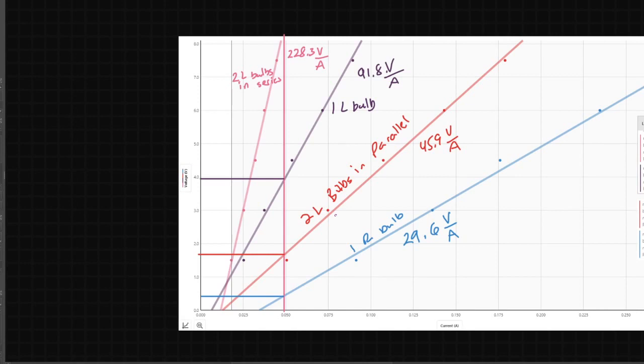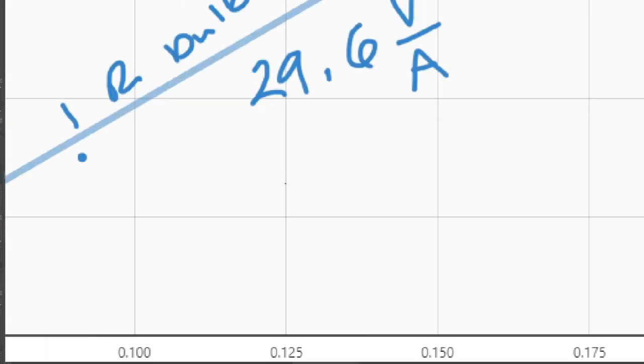So this slope right here tells us how hard it is to push an amp of current through a circuit. If I want to push 1 amp, here's how many volts I need. You know what this sounds like to me? This is the resistance.